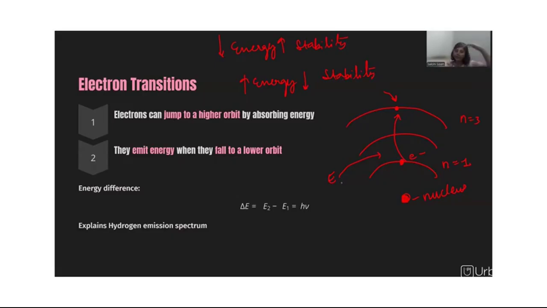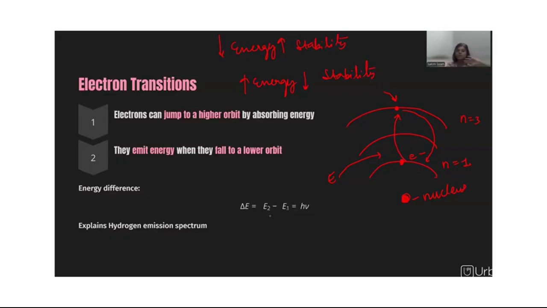So when the electron gains energy, it gets excited. Now it has greater energy. It is in an excited state, but it is not stable. So the electron cannot stay at the third shell for a very long period of time. What happens after some time? It emits energy and falls back to its ground state, that is its original energy shell. And during this period, it emits certain energy.